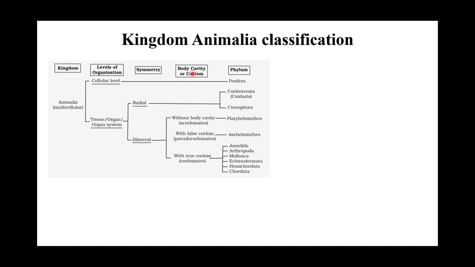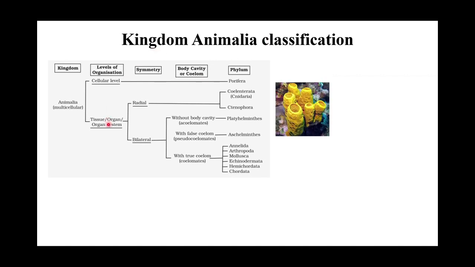So body cavity is a fluid filled cavity which arises out of the mesoderm. You have your ectoderm, you have your endoderm, and in between you have mesoderm, and then the mesoderm will again split off to give something called a coelom, which is a fluid filled cavity basically, which is important for giving structural stability to the organism. So the first group is Porifera.